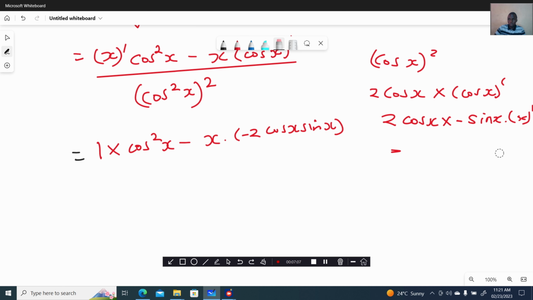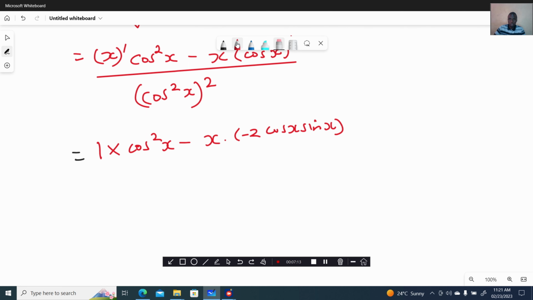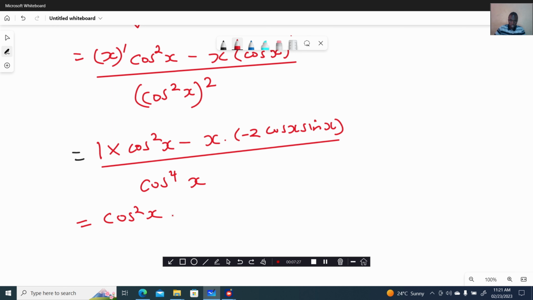Then the answer we divide by something. That is cosine to the power of 4x. So what are you going to have? This is a cosine to the power of 2x minus, which is plus 2 cos x sine x, then divide by cosine to the power of 4x.